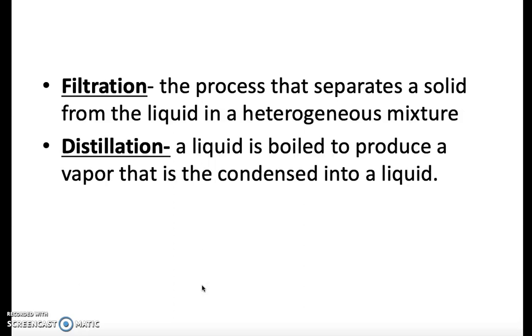And the other one is distillation. A liquid is boiled to produce a vapor that is condensed into a liquid. This is more or less usually done with a homogeneous mixture, however, not necessarily true. Okay, but you can say separate two liquids. Okay, if you look at their physical properties, their boiling points. Okay, alcohol has a lower boiling point than water, so you can distill the alcohol out of the water. Okay, creating a distillate, which is the alcohol being produced out of the water. You're separating a homogeneous mixture.